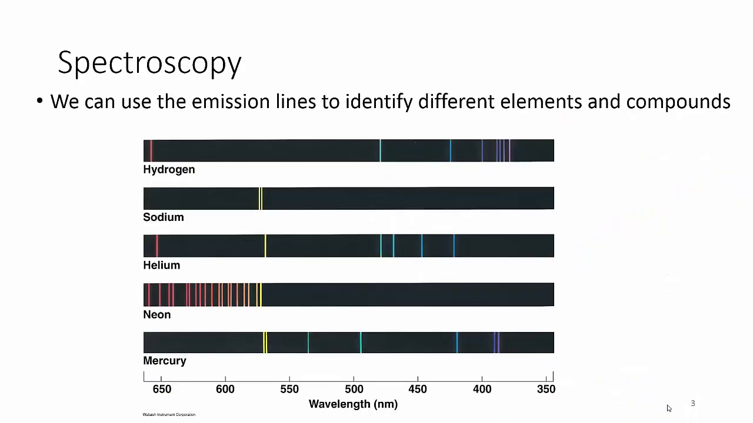So here's some examples, just so you can see. You don't need to memorize these or anything. But hydrogen, sodium, helium, neon, and mercury, they all look different with the emission lines. So if you have a gas, you don't know what it is, you put it through the spectroscope, you get the emission lines, you can figure out what it is just by comparing it to all the other elements.